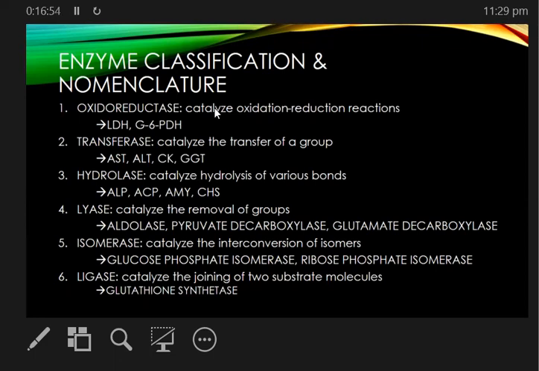Okay, like for example, if we consider your oxidoreductase, okay, so these enzymes catalyze oxidation reduction reactions. Tama? Oxidation reduction reactions. Okay? So when we say oxidation reduction reactions or redox reactions, this would involve either the removal or the addition of your electrons. So this is from your general chemistry, right? Okay, we have your redox reactions.